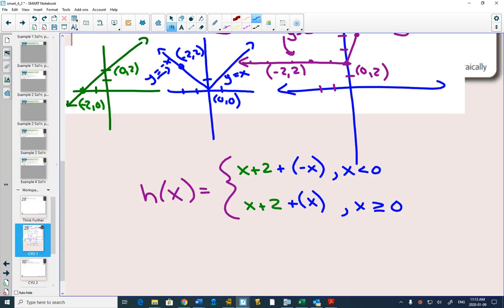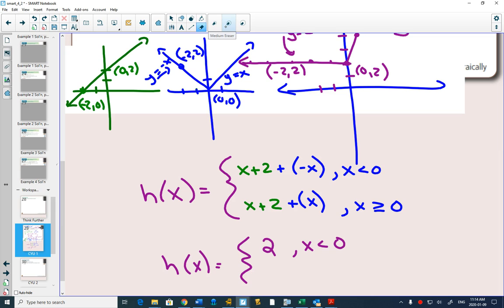Now check this out. What happens if you simplify the top one? It just becomes 2. Does that match with our graph when x was less than 0? Our graph was just 2. If I make it positive x here, I get 2x plus 2. Does that match with our graph when x is bigger than 0? Yes. So the absolute value, you can often break it up to see algebraically what's happening.